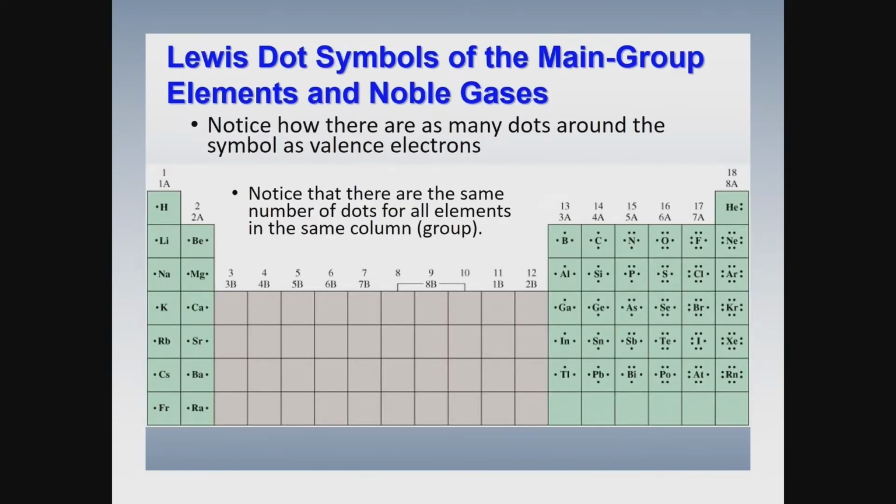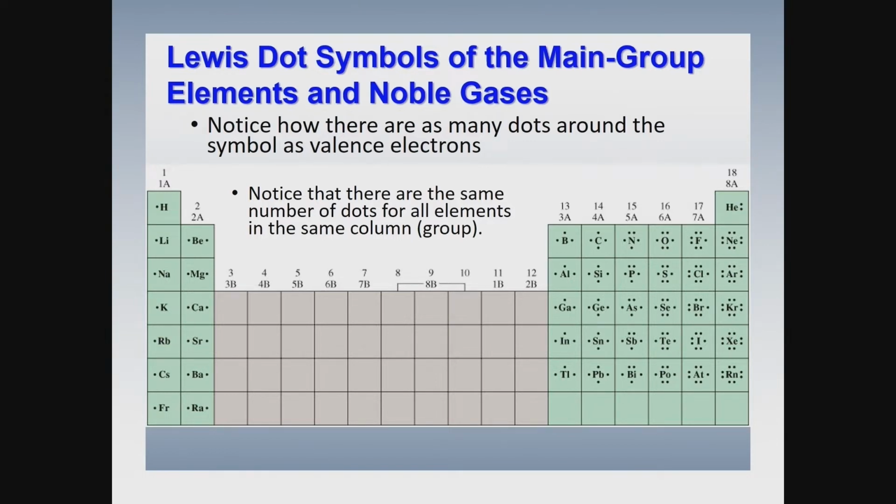And so here, this is sort of written out much better. And pretty much what you can see is that all the elements in the first group have 1 dot, and so they will have just 1 valence electron. The next column over, again, you can look at all those elements there, and they all have 2 dots, meaning that they have 2 valence electrons.